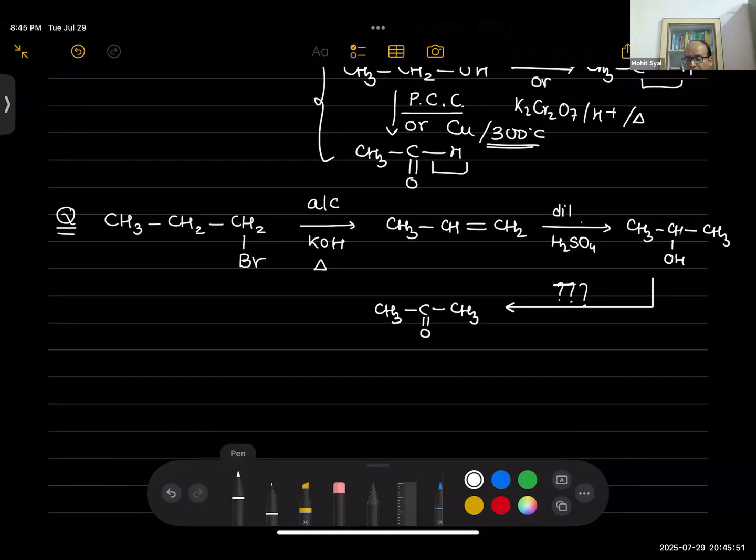And this is the oxidation, because you have converted the OH to double bond O. Is it clear? So how are we going to do the oxidation?